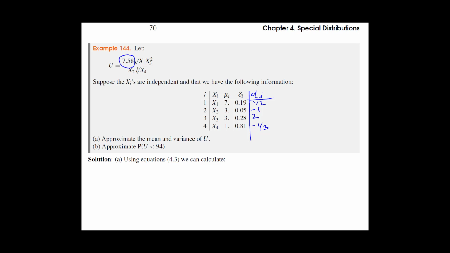All right, so in this problem we know that the xi's are independent. Okay, they don't say that they're log normally distributed, so it could be any distribution. But there's 4 of them, so we can apply this approximation, right? Or we will assume that CLT is going to give us a good approximation. Okay, so we're going to approximate the mean and variance of U here and a probability. All right, so central limit theorem, that's equation 4.3.